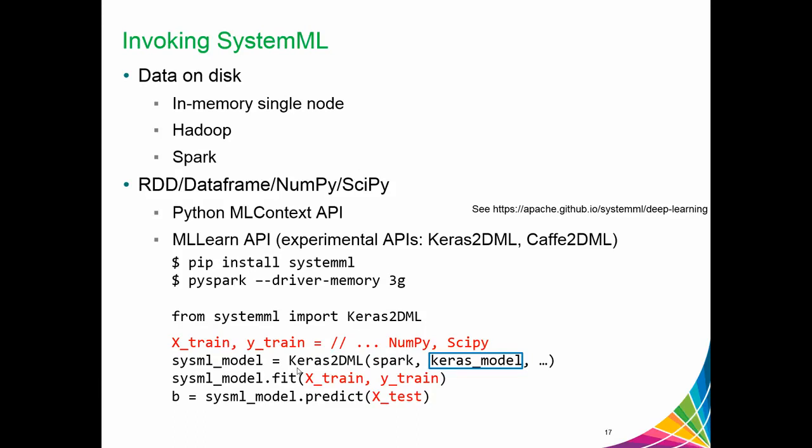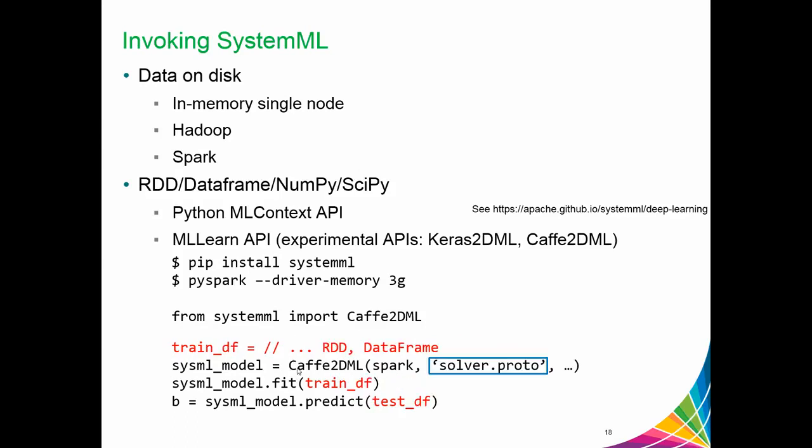Underneath, Keras to DML API takes a Keras model and generates an equivalent DML script. Similarly, Caffe to DML takes as an input a deep learning model expressed in Caffe format and generates the equivalent DML script underneath.